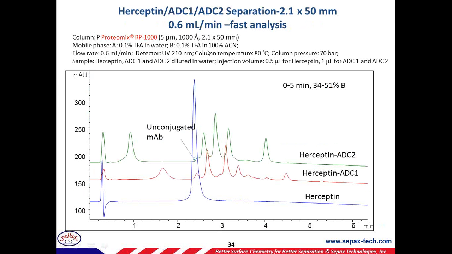Of course, with 2.1 by 50, you can run a much higher flow rate at relatively low pressure, so you can have a faster analysis. We modified the gradient a little bit, and the whole run, from the injection to re-equilibration, ready for the next injection, is about 10 minutes. Of course, this can be in line with the mass spec.